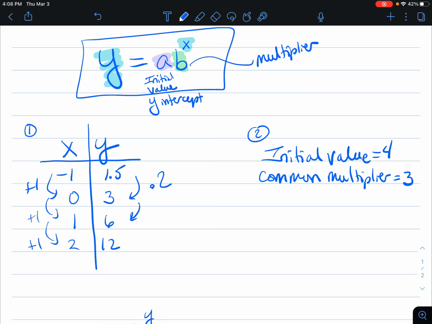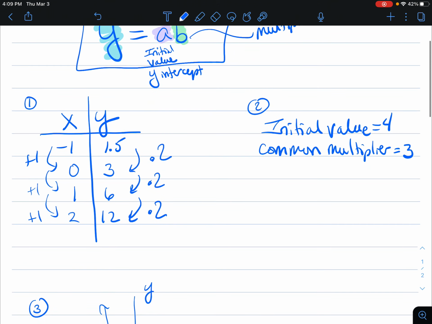Does this work for all of them? To get from 3 to 6, we would double it, and 6 to 12, we would also multiply by 2. So we have the common multiplier, which is 2.